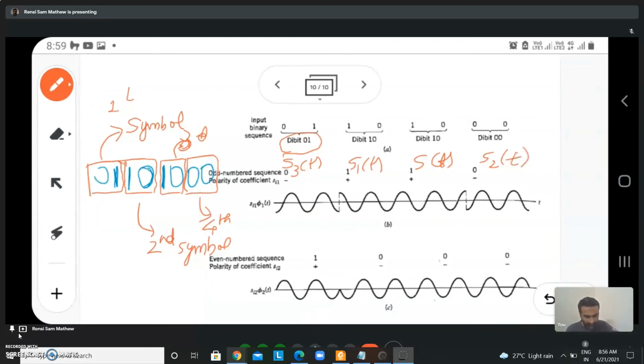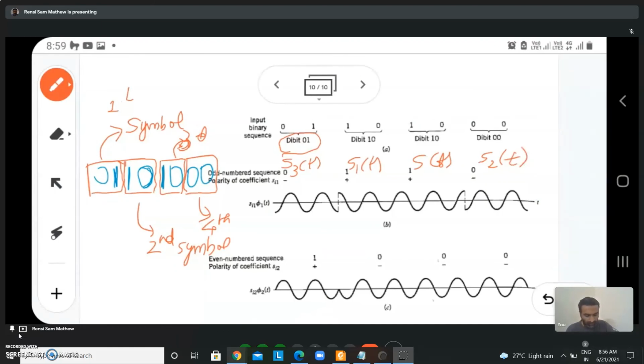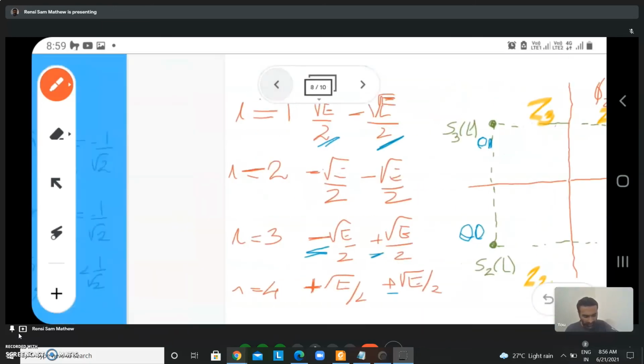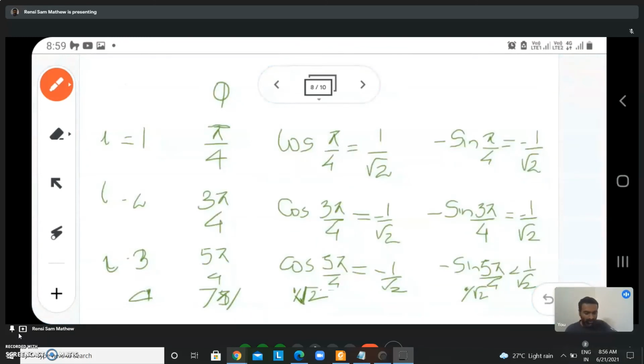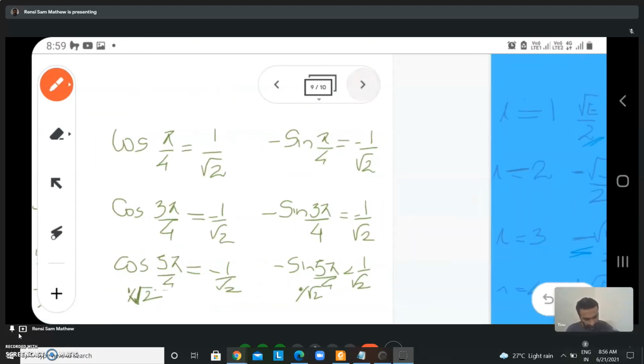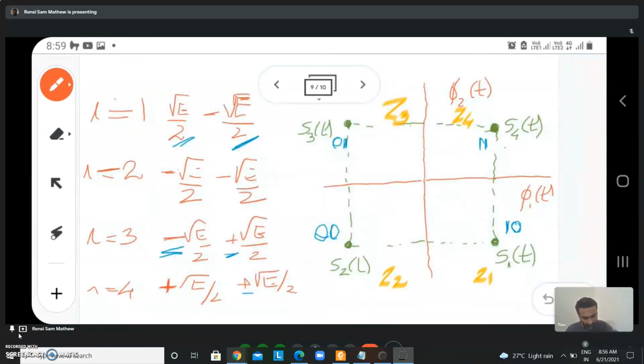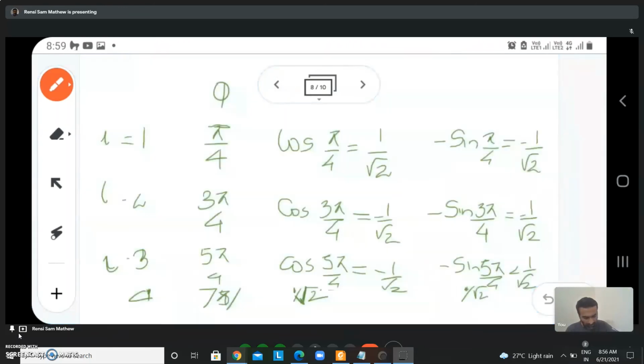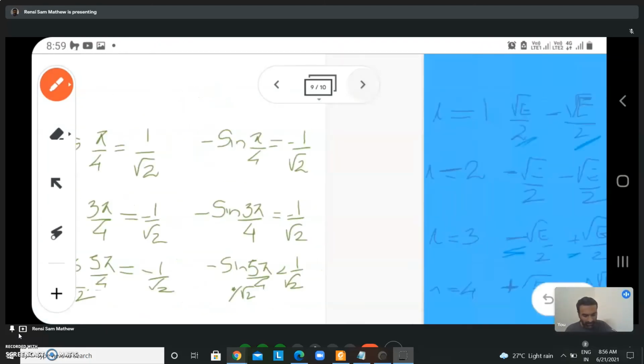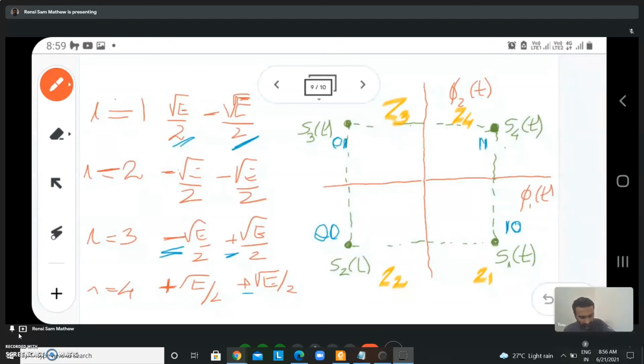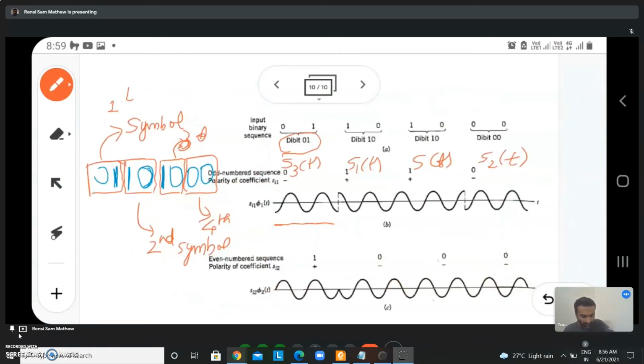So you can see the phase changes. When S3 of t is transmitted, we are going to transmit square root of E into cos pi by 4. S3 of t, it is 0 1, the third case. So we are going to transmit cos pi by 4, phi 1 of t, and minus sin pi by 4, phi 2 of t. So accordingly, we have drawn this waveform and this waveform.